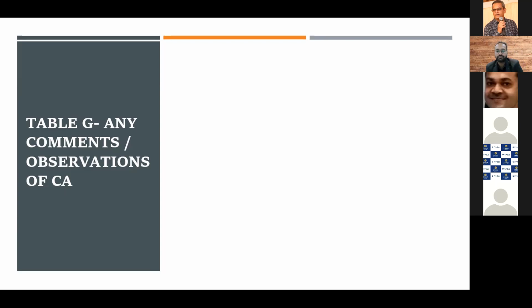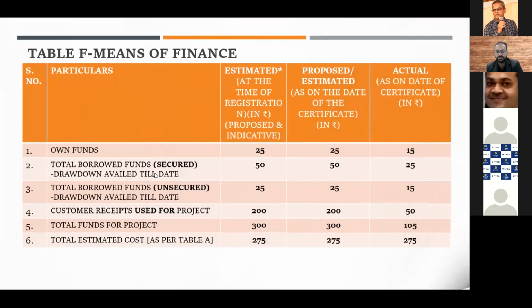Okay. And the next question is, in the previous table, customer funds used for the project. Suppose, for example, 10 projects are going on under a firm. How can we certify that these funds have been used in that particular project? So you need to verify from the bank account itself, where the funds are going from and to.